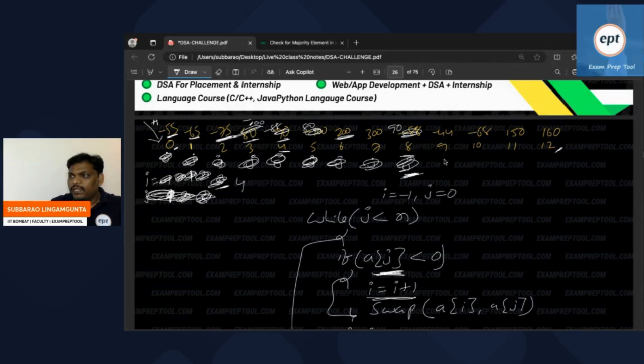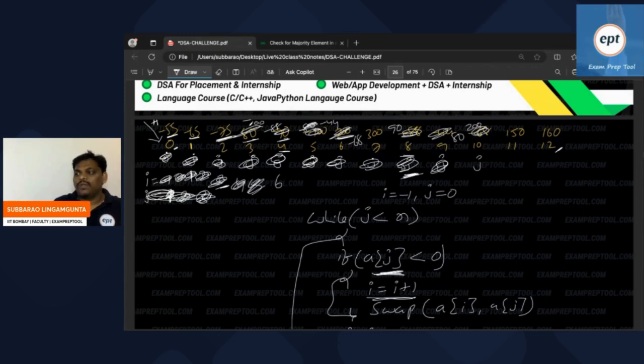j will go further. J will ask, are you positive? No. Then increment by 1, 5. I and j swap it. So 40, minus 44 and 8. Next one, as usual, same. J will increment. Are you positive? No. So I will increment by 1. Whenever not positive, I will increment by 1, swap it. I value 6, so it will become minus 68. It will become 200. What is going on?